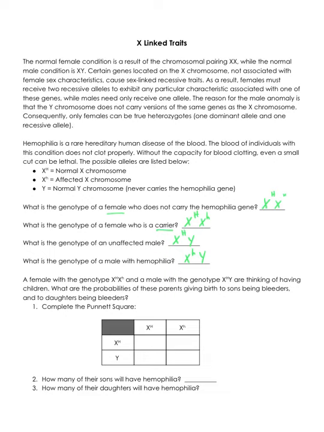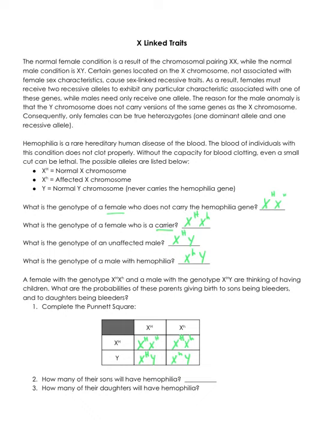So the Punnett square is set up for you, so all you need to do is fill in the boxes. So the first box is going to have 2 X's with capital H's, and that's going to end up being a female with 2 capital H's, not a carrier. And then we have X capital H and then X small h, so she's a carrier. And then we have X capital H, Y, and X small h, Y.